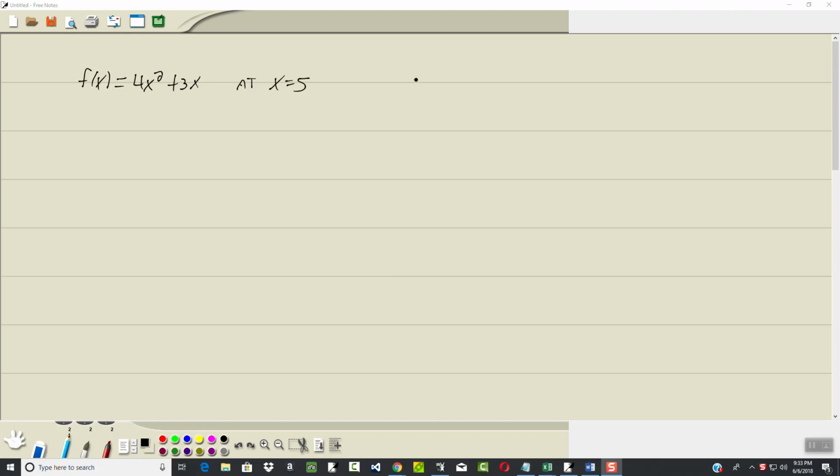Let's take a look at this problem. I don't remember what the book uses, but I use a slightly different variation of the formula. This is the formula I'm going to use to find our answer. Now, first thing we need to do is identify f of x.